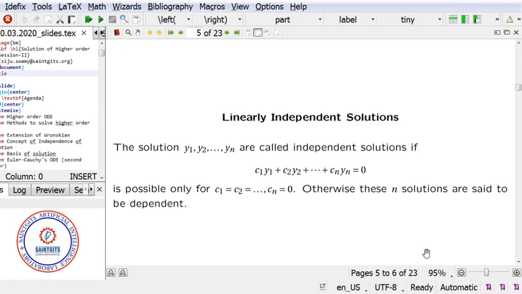So next idea is linear independent solution. When we call a set of solutions y1, y2, etc. yn linearly independent, the linear combination c1 y1 plus c2 y2 plus etc. plus cn yn equal to 0 is possible only when c1 equal to c2 equal to etc. equal to cn equal to 0. That means in this linear combination expression all the coefficients of yi's are zeros, then they are linearly independent. If some of the coefficients c1, c2, etc. are non-zero, then the corresponding set of solutions becomes linearly dependent.